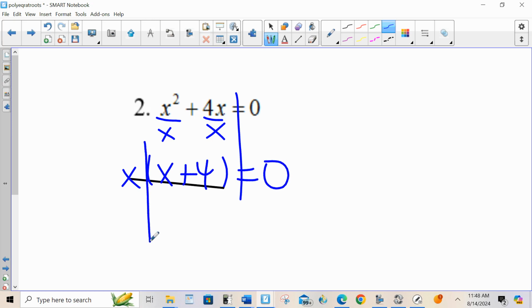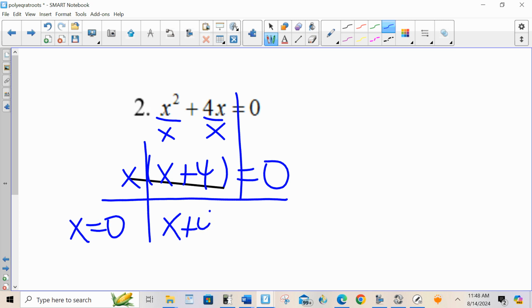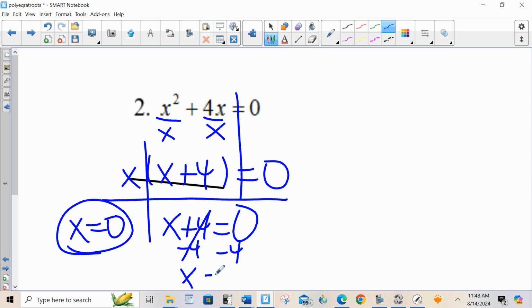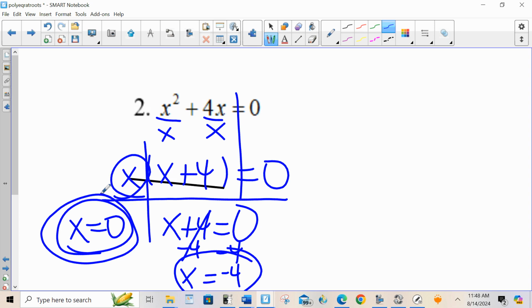Now, when I set each factor equal to 0, the factors are x and x plus 4. So I'm setting x equal to 0 and x plus 4 equal to 0. This one is done. This one I subtract 4, I get x equals negative 4. Whenever you have a variable GCF, it's going to always produce an answer of 0.